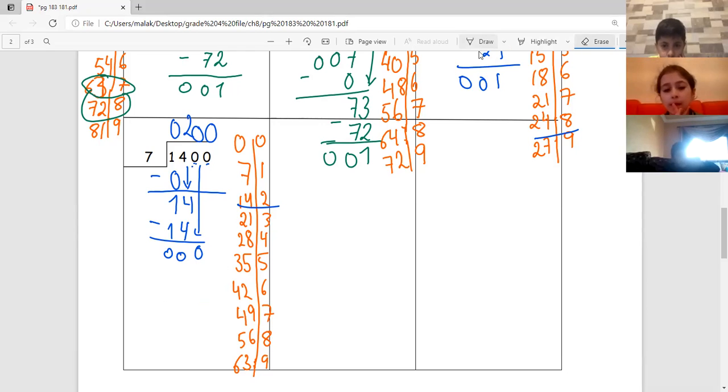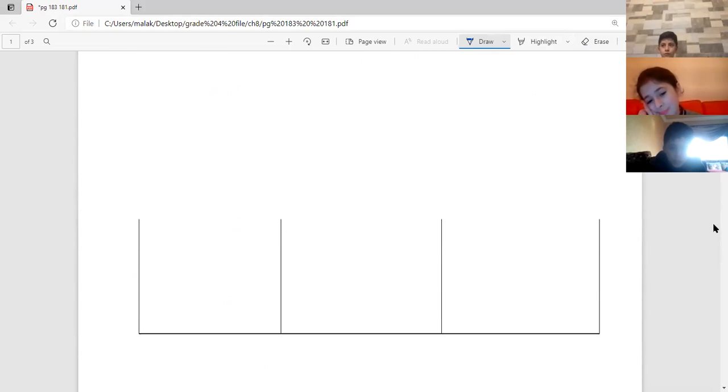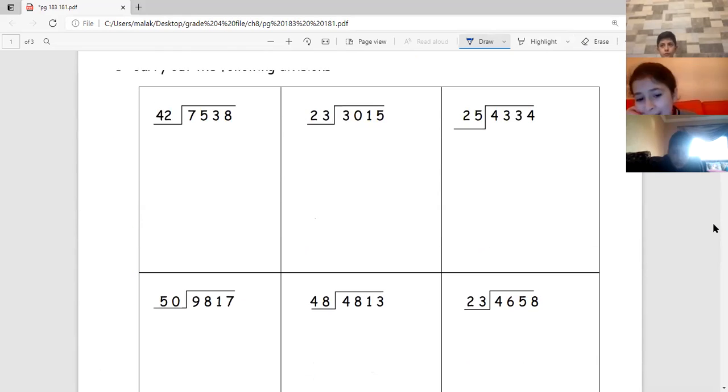Bravo. Done. Yeah, we have finished now the division with a one-digit divisor. Is it clear? We revised them. Yes. Now we will start with two-digit divisors. It's the same way as one digit, but we have to pay attention to the multiplication table.